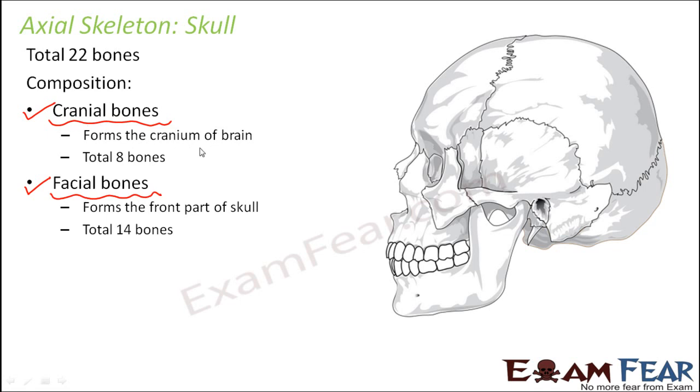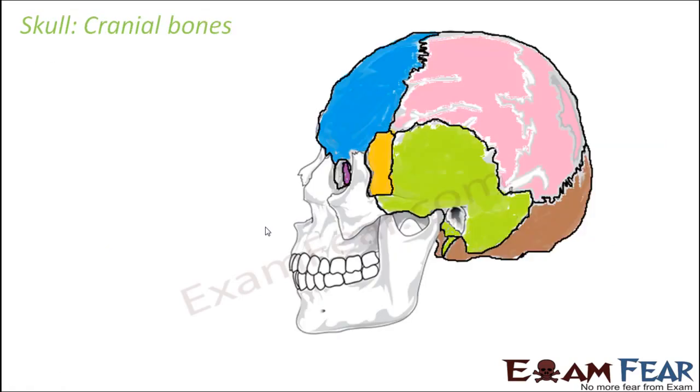Cranial bones form the cranium of the brain. So cranium means basically this portion, the head portion is formed by the cranial bones. So there are a total of 8 cranial bones, whereas the facial bones, that is the front part of the skull. The term facial is derived from face. So the face is nothing but the front portion of the skull. So it has a total of 14 bones. So 14 plus 8, that is 22. So cranial and facial bones together form the 22 bones which form the entire skull. So let us first look at the cranial bones.